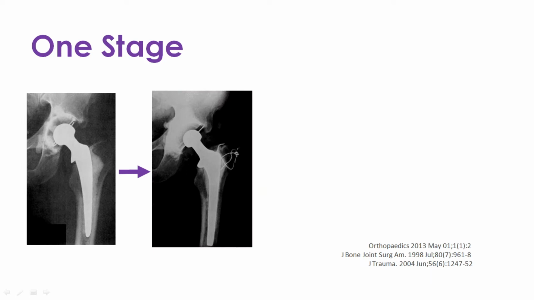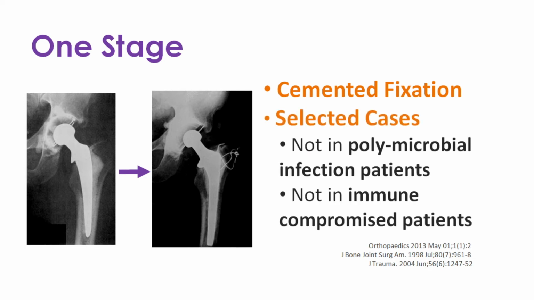One-stage reimplantation, so-called direct exchange arthroplasty, proceeds reimplantation of the hip prosthesis at the time of the initial debridement. The prosthesis is revised to a cemented implant that can be fixed with the antibiotic-impregnated cement. The infecting organisms can then be managed by appropriate antibiotics. However, compromised results were seen in patients with polymicrobial infection and immune-compromised condition.